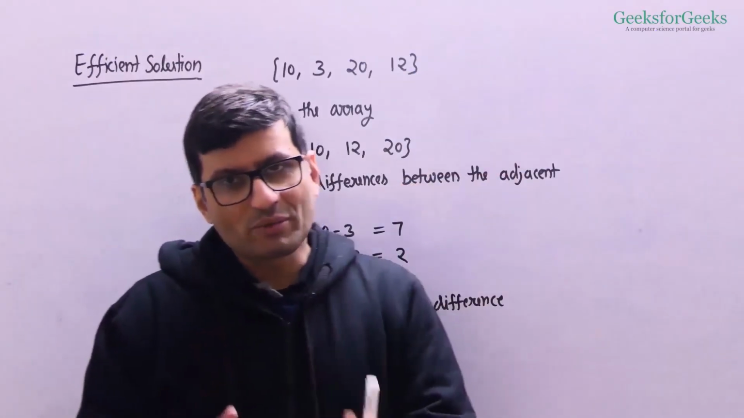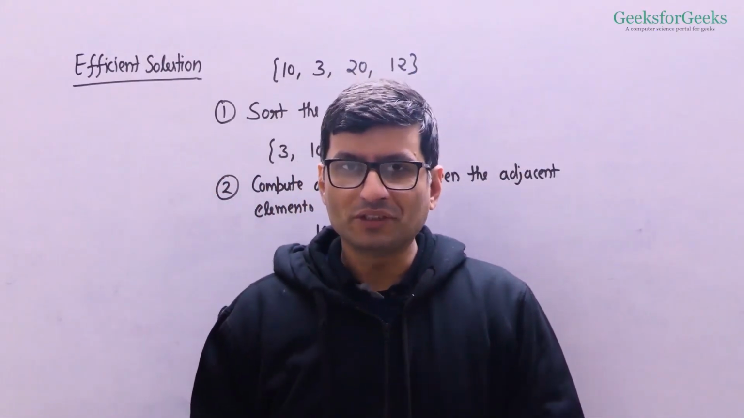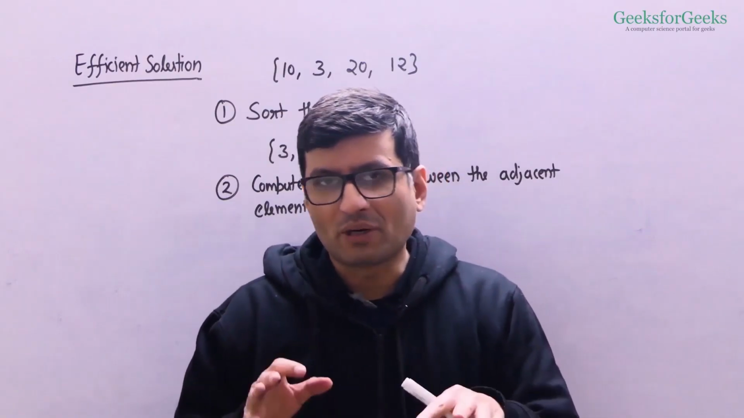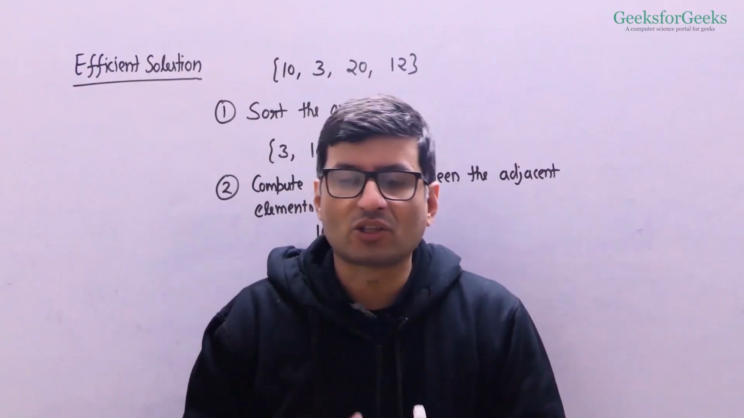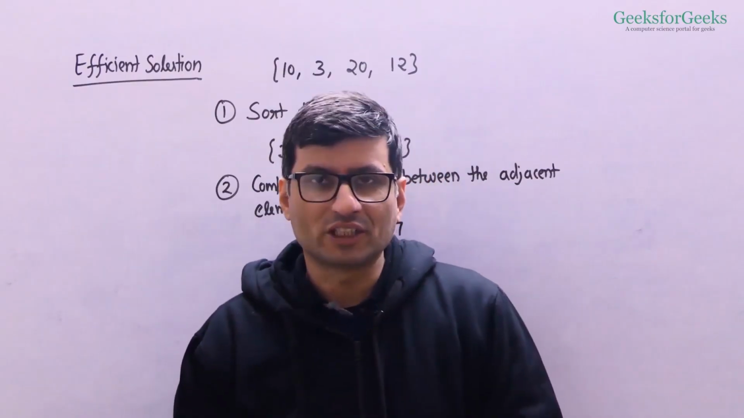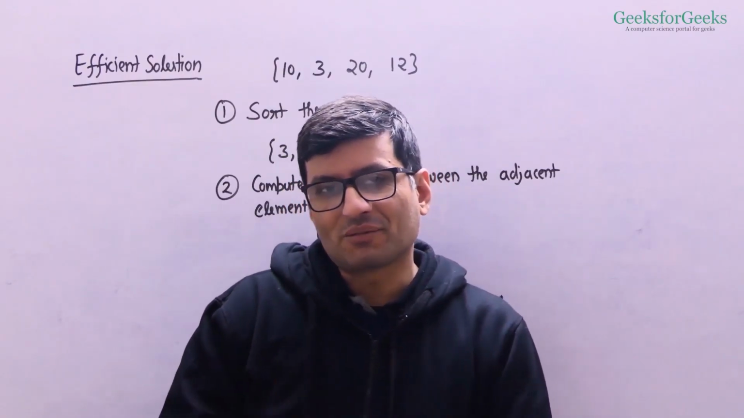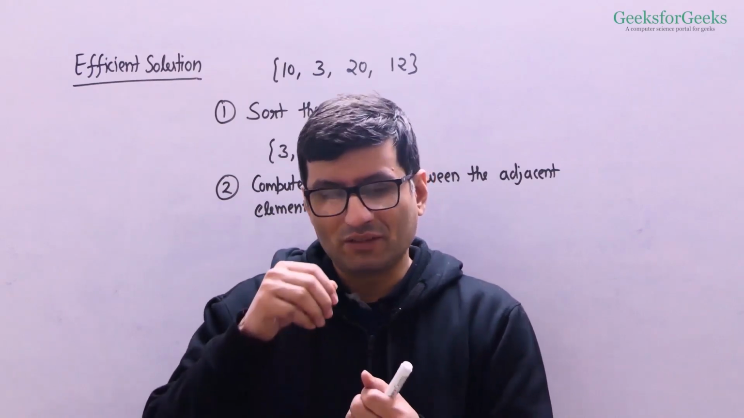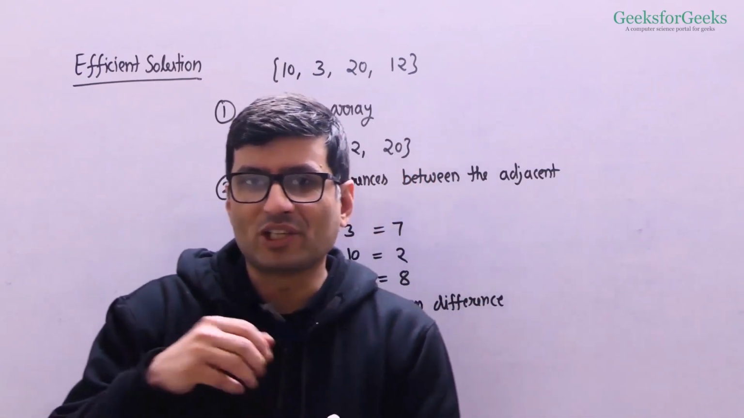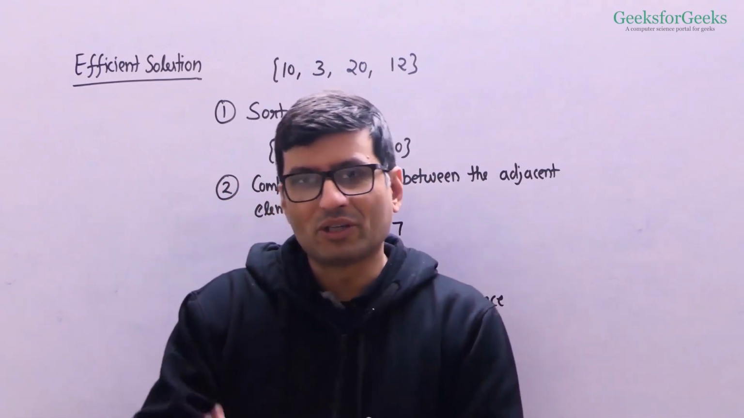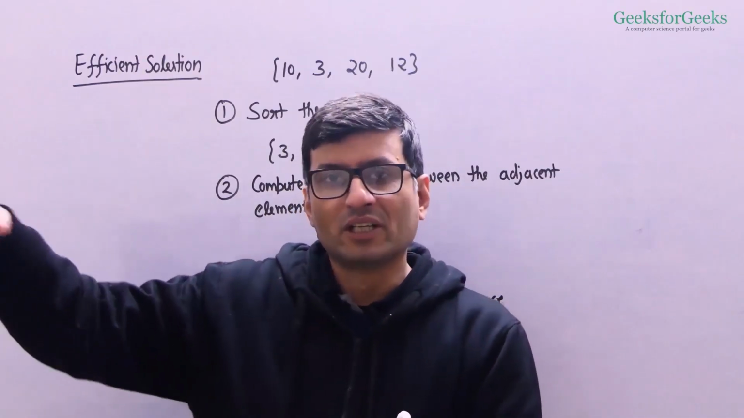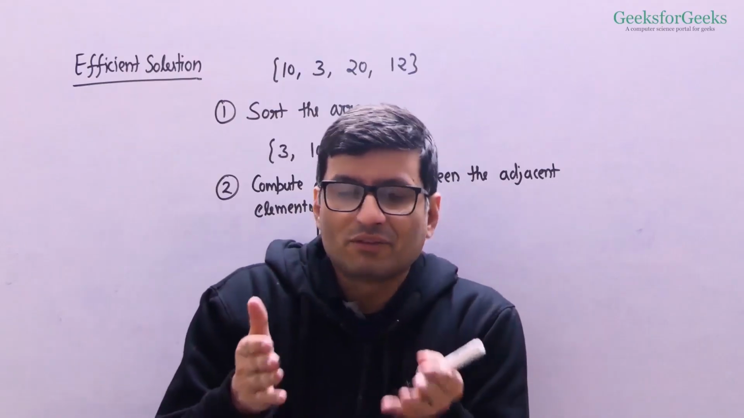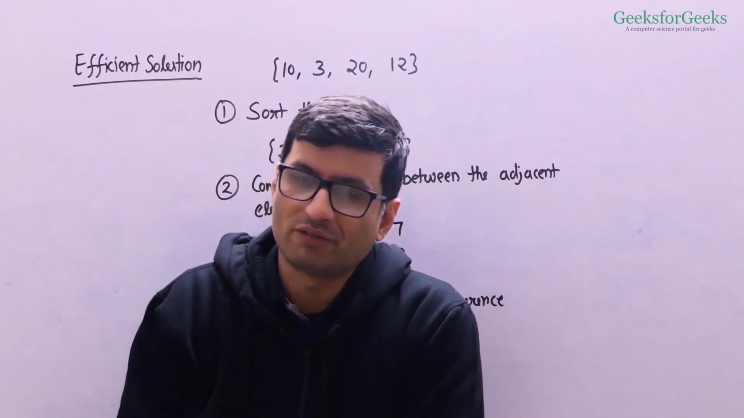Let's first talk about the idea of the efficient solution. The idea is if you can somehow rearrange the array in such a way that every element is close to its value wise closest element, then you just need to find the difference between the current element and its value wise closest element. If you are able to do so, then you don't need to compare the current element with any other element, because the minimum difference will be with the value wise closest element for every element.